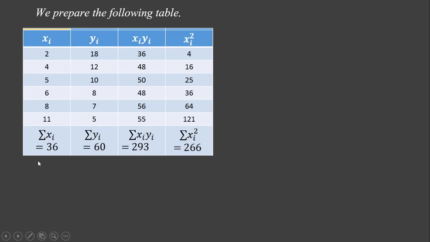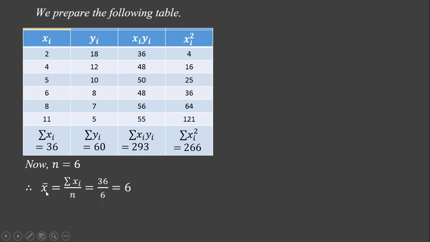So sometimes only these values are given and we have to calculate the equation of the regression line. But in this example, values of xi and yi are given. So first we have to find these values and then we can use them. Now the number of observations, 1, 2, 3, 4, 5, 6, are 6, or the number of pairs of x and y are 6. So n is equal to 6.